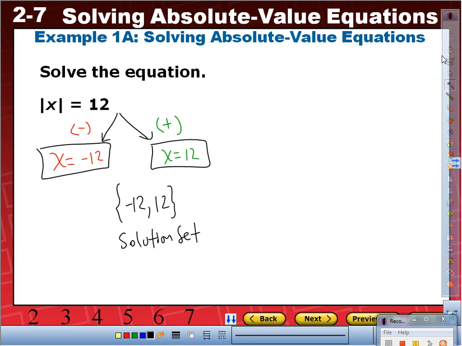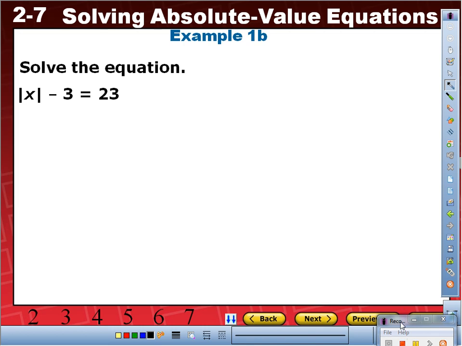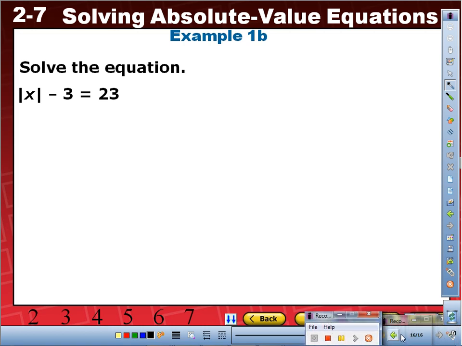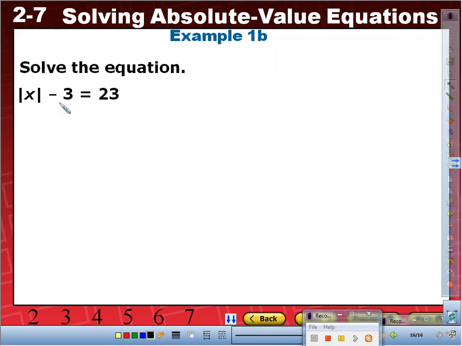On the right-hand side where it says 1b, copy this next one, please. Okay, 1b, it's absolute value of x minus 3 equals 23. Okay, let me backtrack a little bit. Let's do this one together, but I want you to see a couple things. Who saw that in the previous one, it didn't have anything outside the absolute value? Notice that this one is different because it has subtracting 3 from the absolute value.